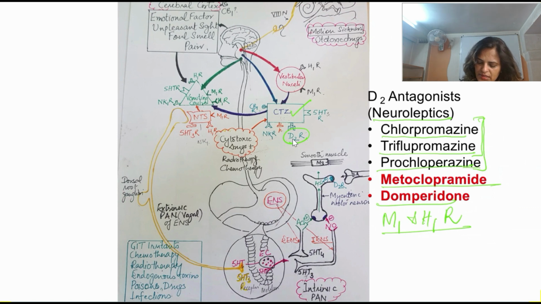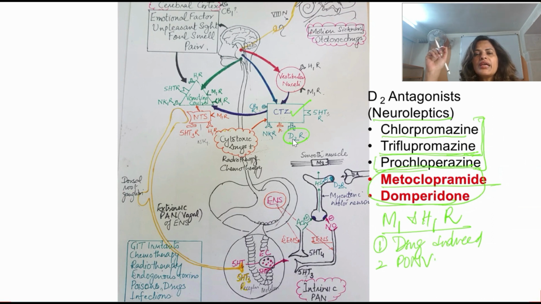Out of these, metoclopramide and domperidone I will be discussing in my next video along with the prokinetic drugs. Coming to this group, it mainly acts by blocking the D2 receptor. So it is used for drug-induced nausea and vomiting, then post-operative nausea and vomiting, and it has very weak action against chemotherapy-induced nausea and vomiting and radiation-induced nausea and vomiting.